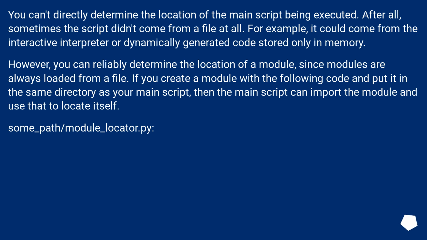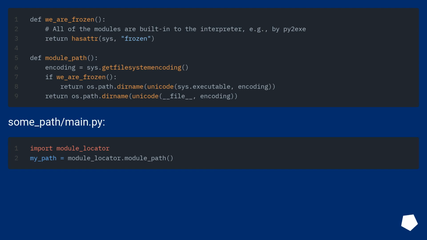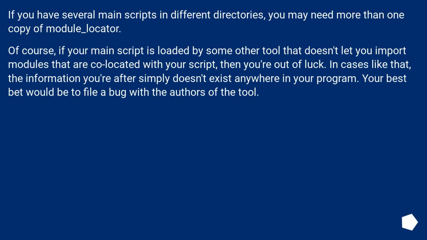If you create a module with the following code and put it in the same directory as your main script, then the main script can import the module and use that to locate itself. some_path/module_locator.py. some_path/main.py. If you have several main scripts in different directories, you may need more than one copy of module_locator.